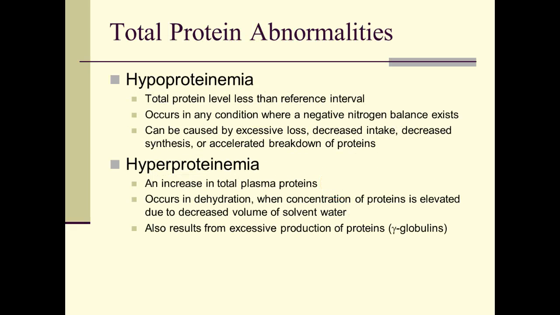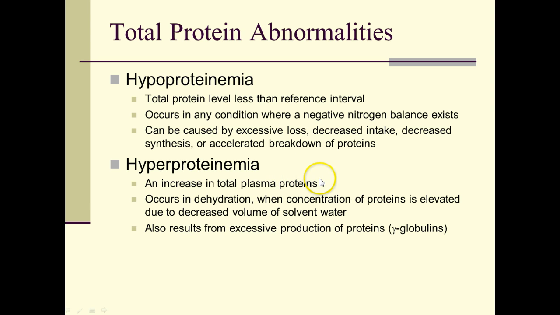So when we refer to having protein abnormalities, we may say they have hypoproteinemia or hyperproteinemia. Hypoproteinemia is usually when they're less than the reference range. It occurs when there's a negative nitrogen balance. Sometimes we refer to protein as nitrogen balance. It can be caused by an excessive loss, decreased intake, decreased synthesis, or some type of breakdown.